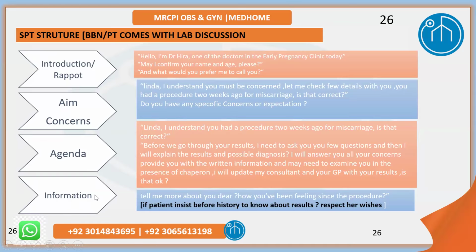So information gathering starts from here. Tell me more about you. Dear, we don't say the patient, so it's a typo error. Tell me more about you. How you have been feeling since the procedure, if she has had the D&C. Or if she has had any surgery, then you ask, how are you feeling now? Otherwise, do you know anything about your report? Or if she's having bleeding, tell me more about yourself. Tell me about your problem. You can put any question in here, guys. These 2 slides are very, very important.